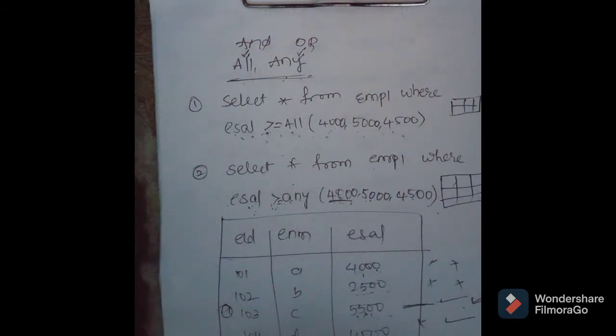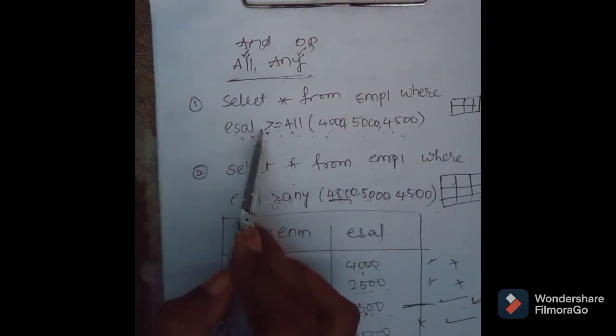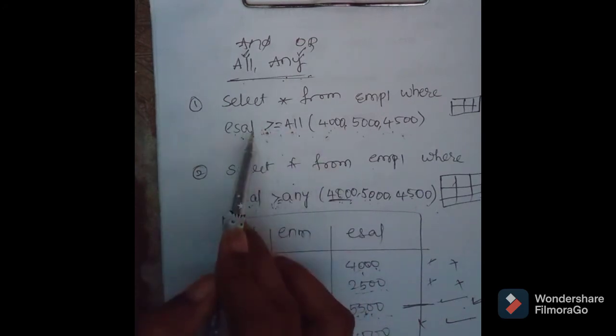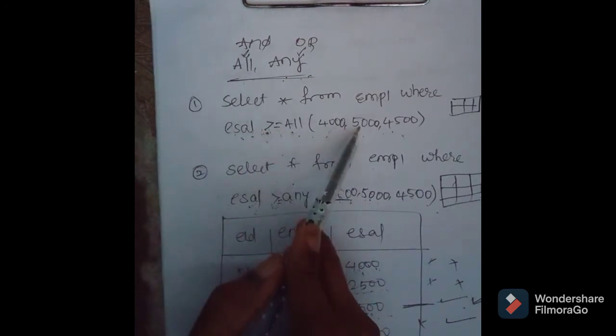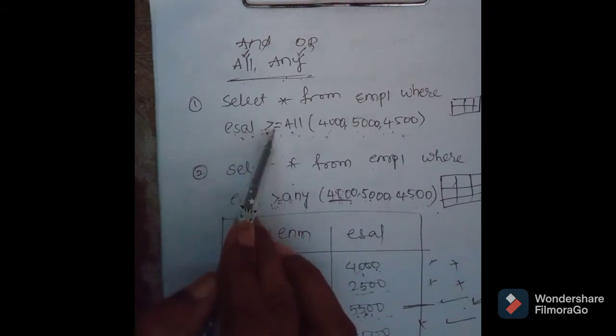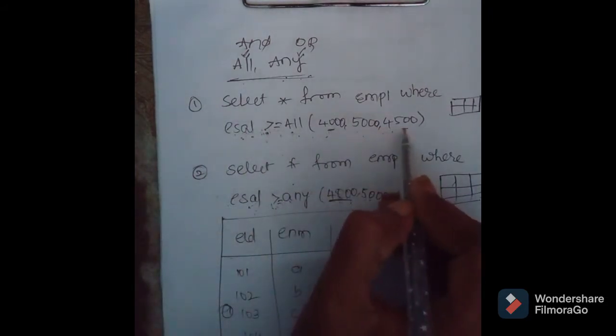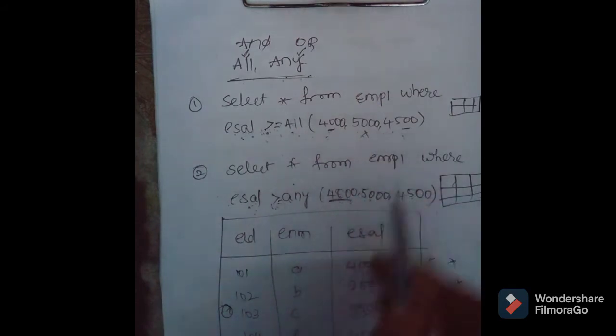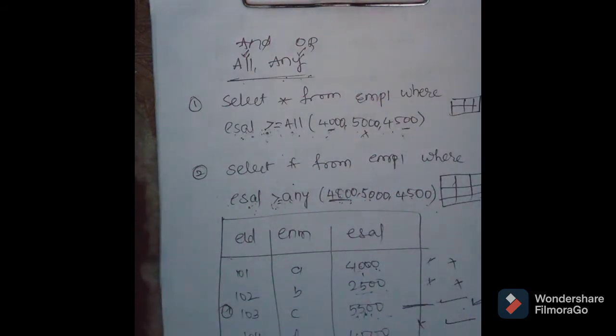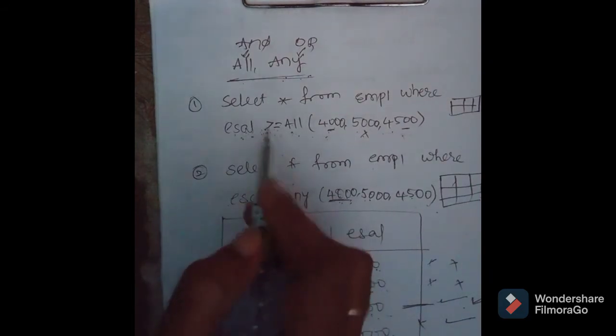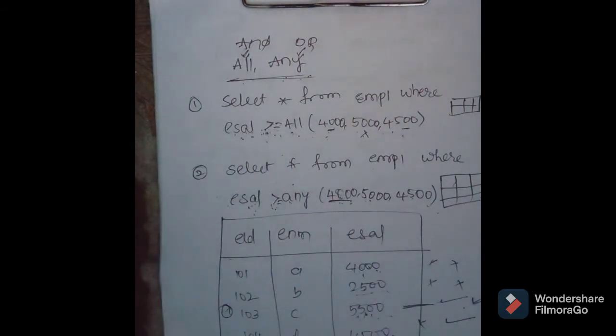Again 4500. 4500 is greater than 4000. 4500 is greater than 5000? No. 4500 is greater than or equal to 4500. So this condition is satisfied, this condition is satisfied. But this is not satisfied. So the result will not include that particular row. That means equals to means what? The equality condition also it will check.